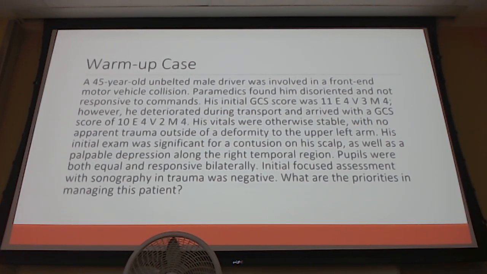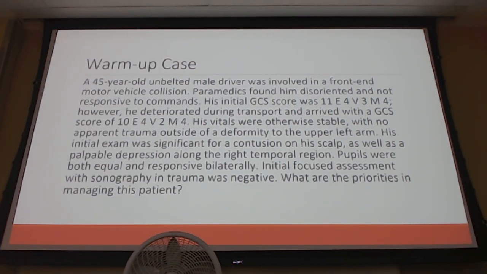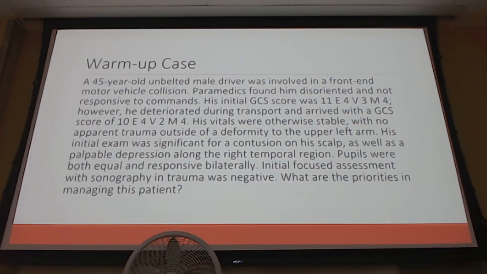So, a 45-year-old unbelted male driver involved in a front-end motor vehicle collision, found disoriented and not responsive to commands. Initial GCS was 11. However, he deteriorated during transport and arrived with a GCS score of 10. Vitals otherwise stable, no apparent trauma outside of deformity of the left upper arm. Initial exam was significant for a contusion on the scalp as well as a palpable depression along the right temporal region. Pupils were equal and reactive bilaterally, and the FAST exam was negative.